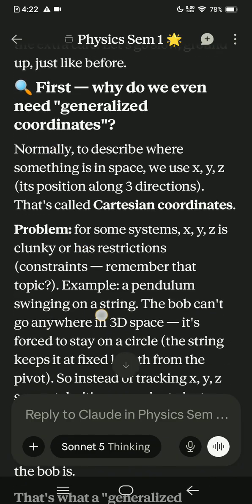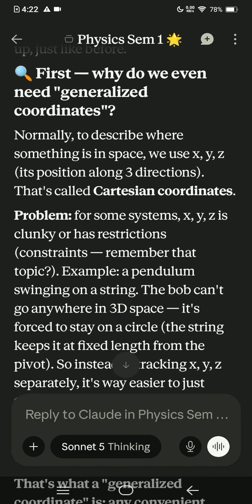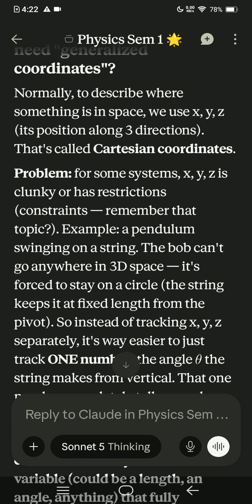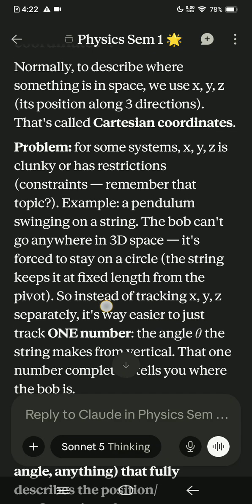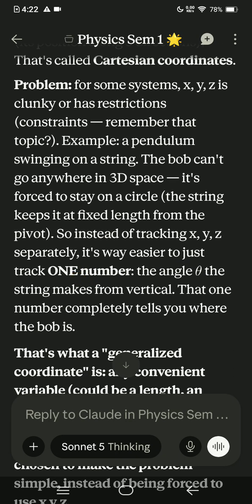First, why do we even need generalized coordinates? Normally, to describe where something is in space, we use x, y, z, its position along three directions. That's called Cartesian coordinates. Problem: for some systems, XYZ is clunky or has restrictions. Constraints. Remember that topic?